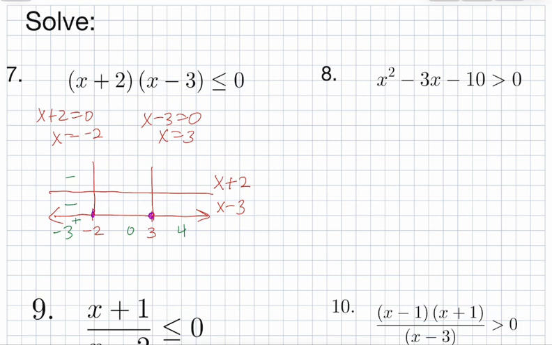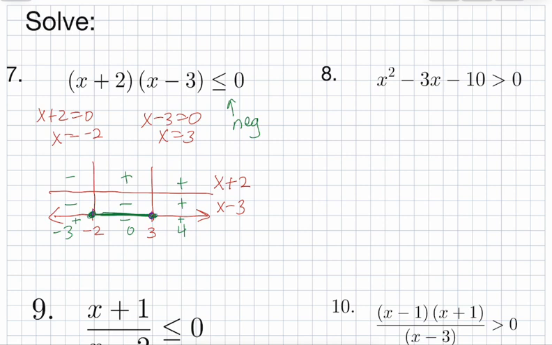Now let's plug in 0. I get a positive and a negative. When multiplied together, that gives me a negative answer. And then if I plug in 4, I get a positive and a positive, which gives me a positive answer. Now my less than or equal to tells me that I am looking for the negatives. I already used the equal to part, that's why I colored in the dots. But that tells me to color in the negative. So the only negative is this region here. I'm going to make that a little darker.